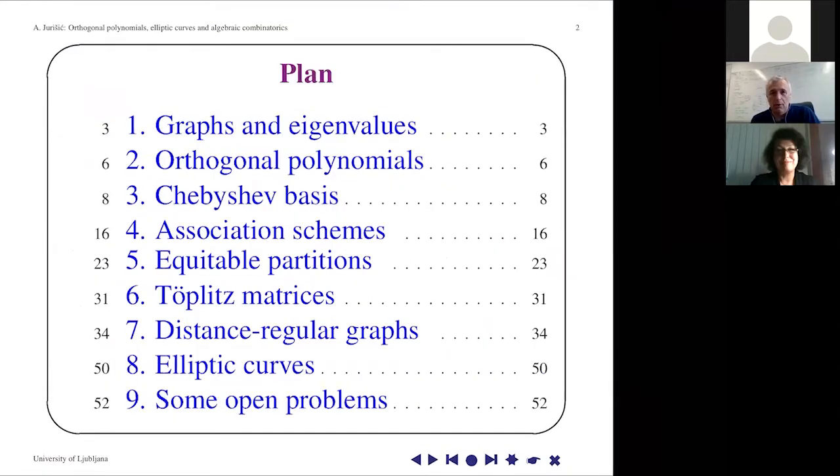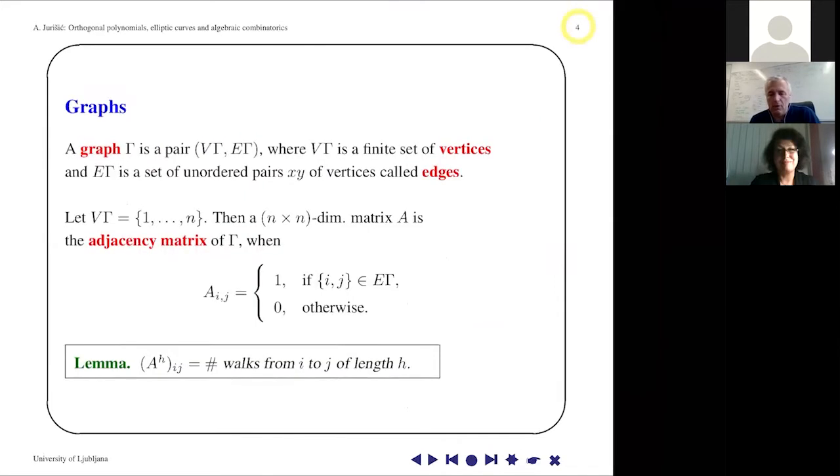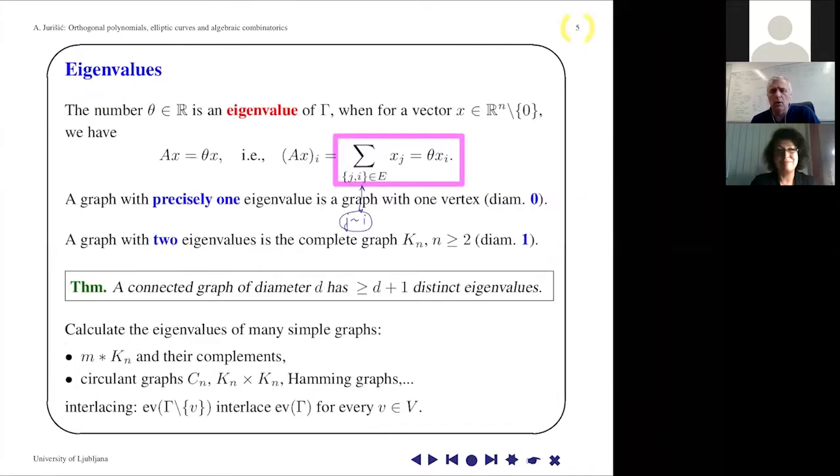So we have lots of slides, but you guys gave so many definitions that I'll be able to skip a lot. I'll first start with graphs and eigenvalues. Of course, everybody here knows about that, so I don't need to define the adjacency matrix. Aida already talked about walks, which can be calculated from the power of the adjacency matrix A to the h. So I don't need to mention that at all.